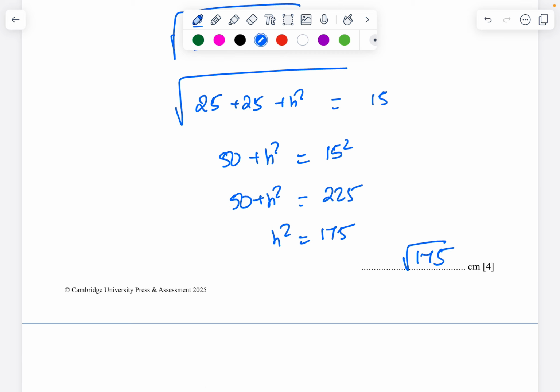Or you can write it as 175 can be written as 25 times 7. So it is going to be 5 root 7. That's going to be the answer.